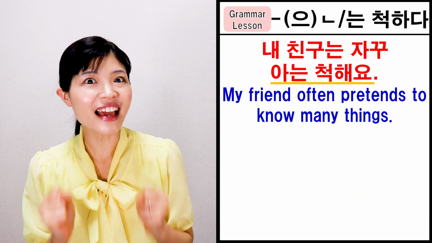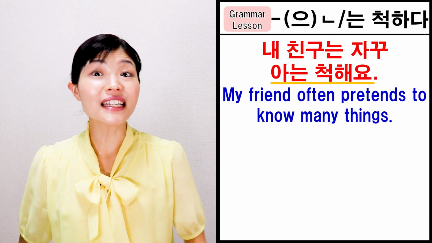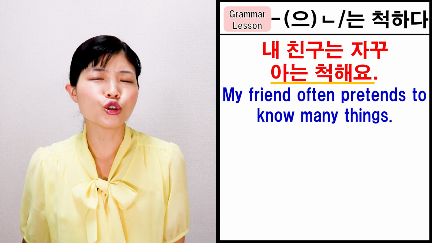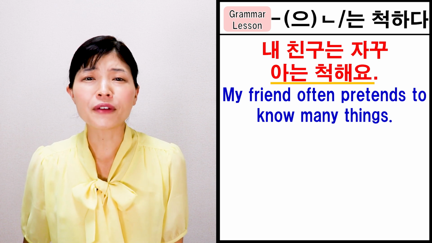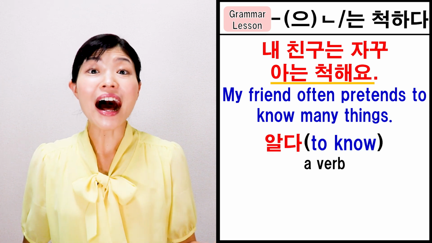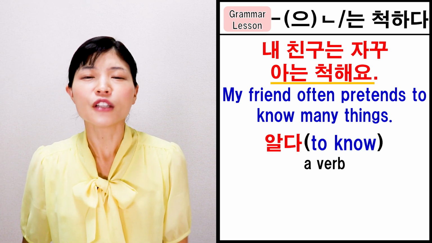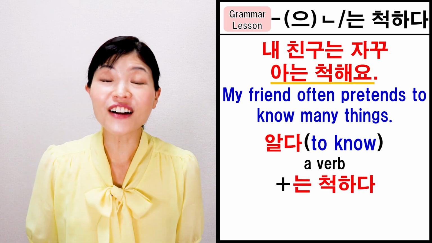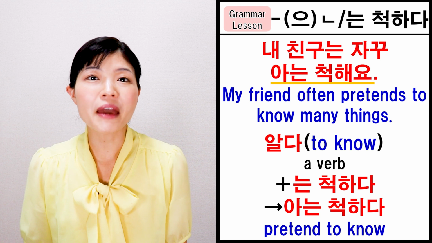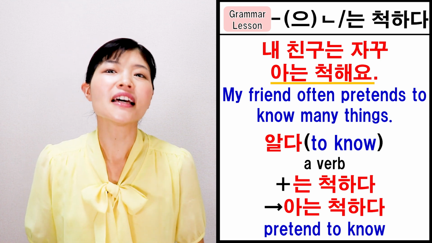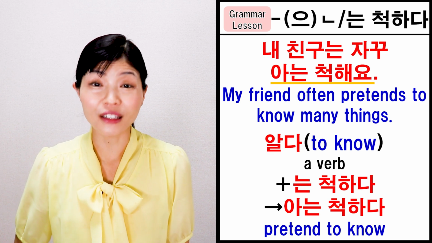Then let's read the next sentence to see what he is pretending to be. 내 친구는 자꾸 아는 척해요. My friend often pretends to know many things. Here, 알다, to know, is a verb. So what do you have to add? Yes! 는 척하다, right? So you make 아는 척하다, pretend to know. In other words, to be such a know-it-all.